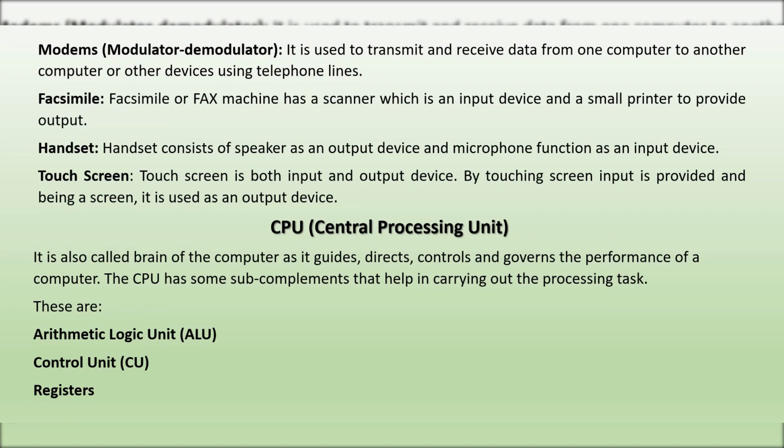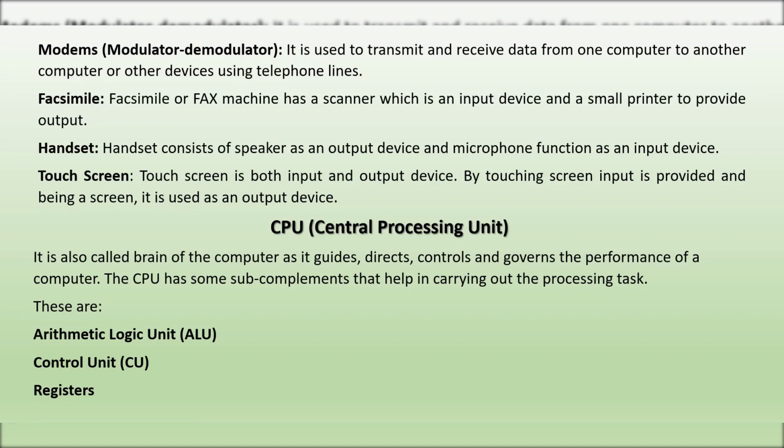Next one is handset. Handset consists of a speaker as an output device and a microphone functioning as an input device. And next one is touch screen. These days, many people are using touch screens on their mobiles. So you know very well what a touch screen is. Touch screen is both an input and output device. By touching the screen, input is provided, and being a screen, it is used as an output device.